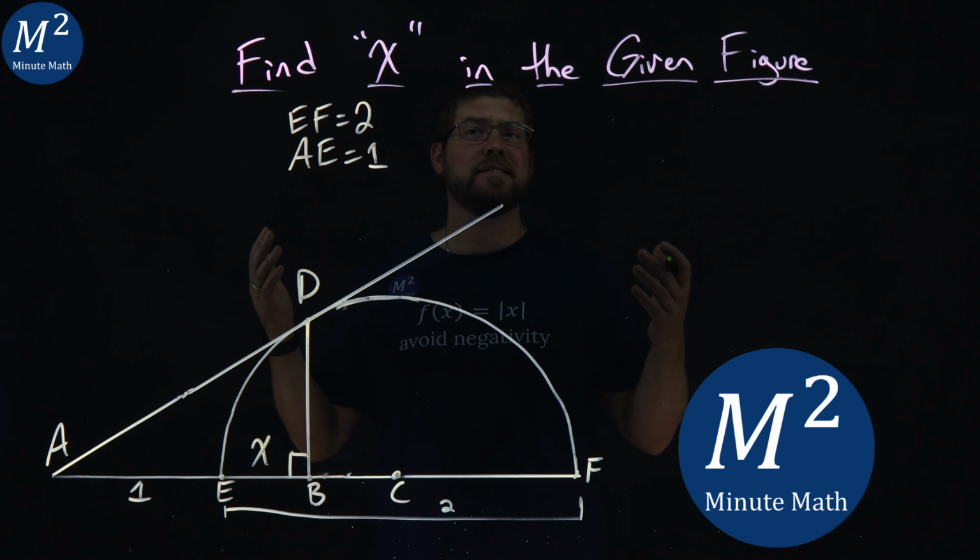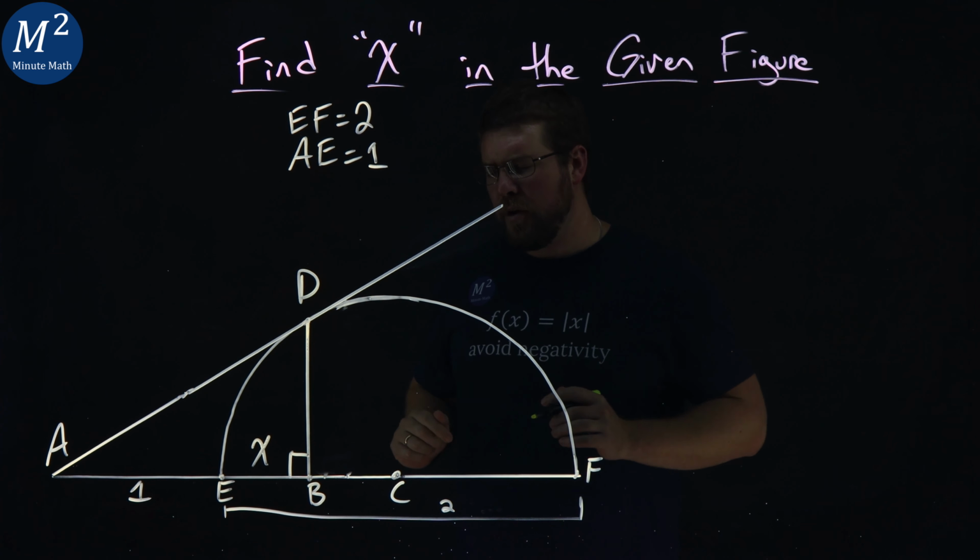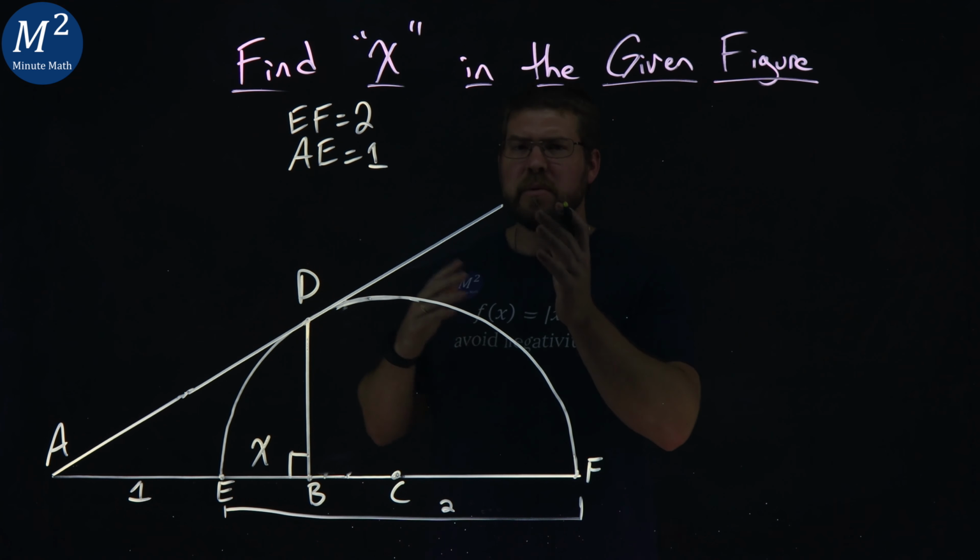And we have a classic find x problem. We have a given figure here, and we have to find x. Now, let's note some things about this figure. We have here a semicircle going on, right? Semicircle at center C, right?